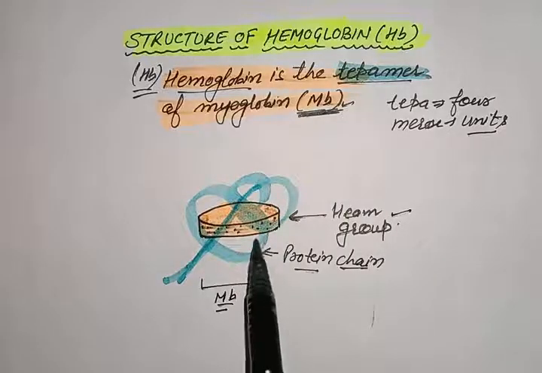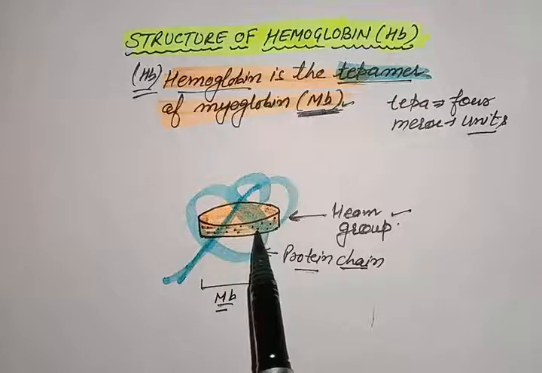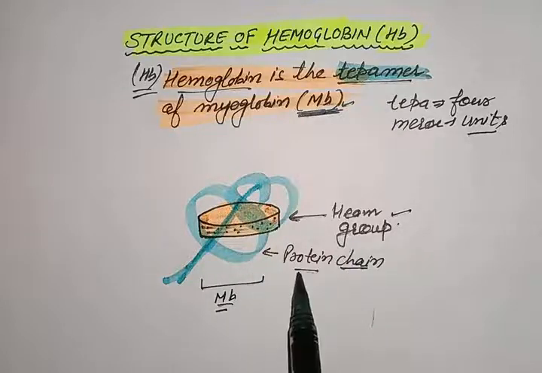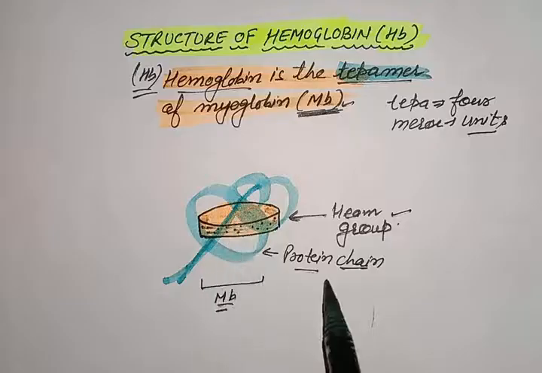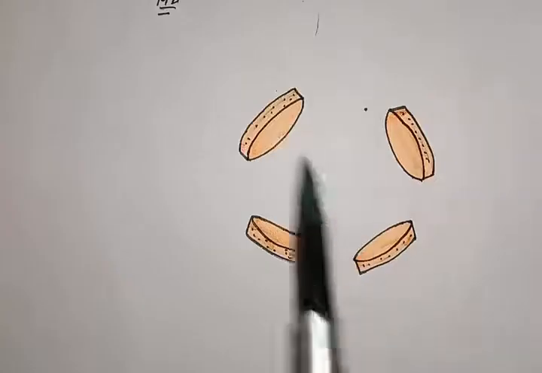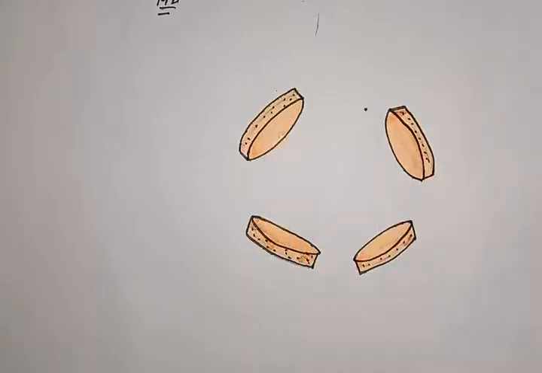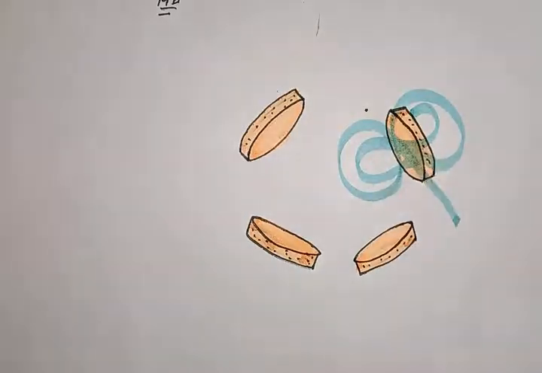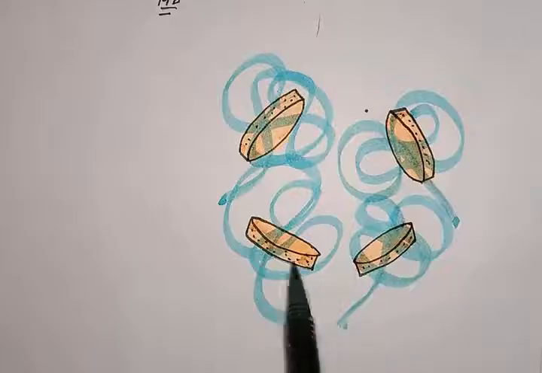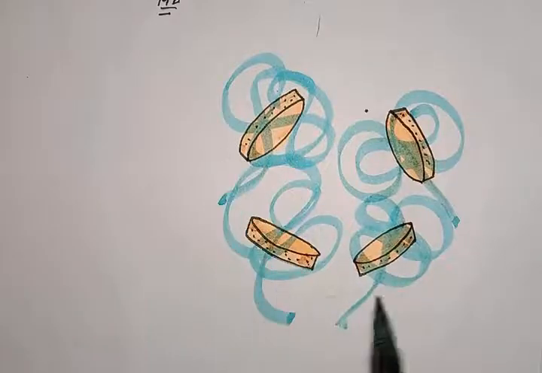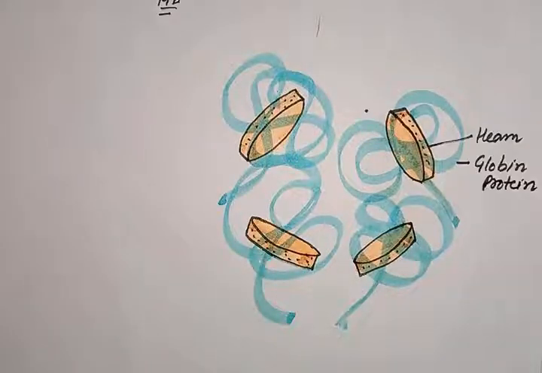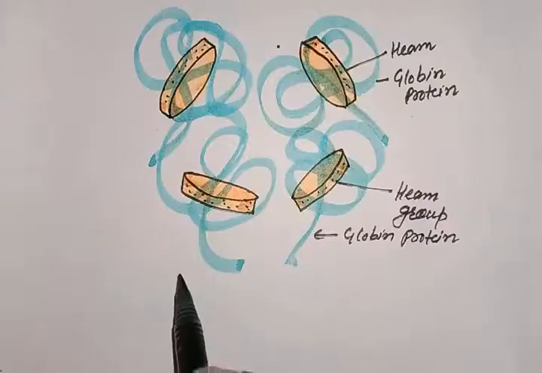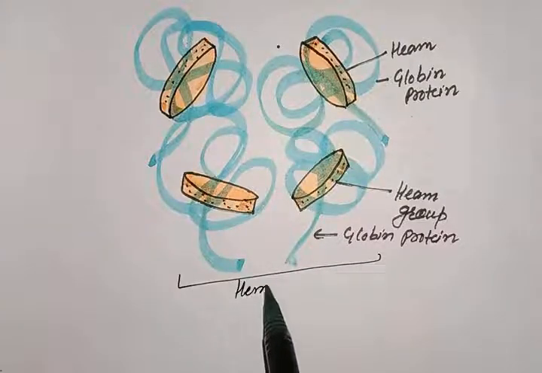In hemoglobin there are 4 units, meaning 4 heme groups and 4 protein chains which are overlapped on those 4 heme groups. Let these be the 4 heme groups of the myoglobin, and this is the globin protein which is overlapped on this first heme group. The rest of the 3 heme groups are also overlapped with the globin protein. This is the structure of the hemoglobin.